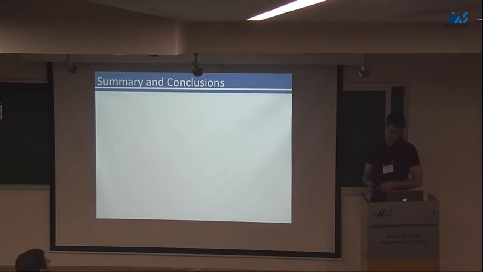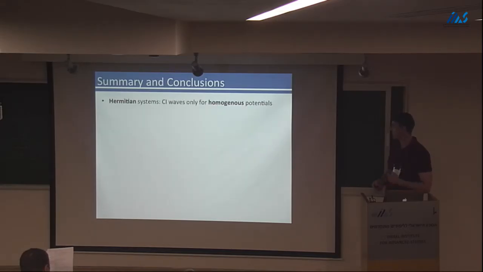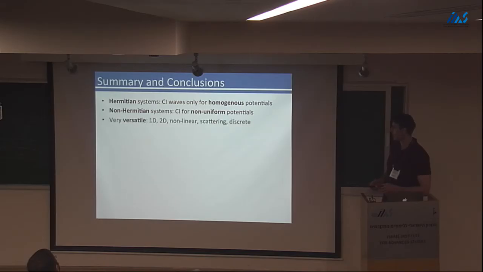What I've told you in approximately 25 minutes. For Hermitian systems, it is not possible to get constant intensity waves unless you have a homogeneous potential, but this restriction to homogeneous potentials is conveniently lifted for non-uniform potentials of this certain class we studied. These concepts are very versatile. For waveguide systems, they work for a 1D cross-section, a 2D cross-section, they work for nonlinear wave equations, and they work for scattering systems, either continuous or discrete.